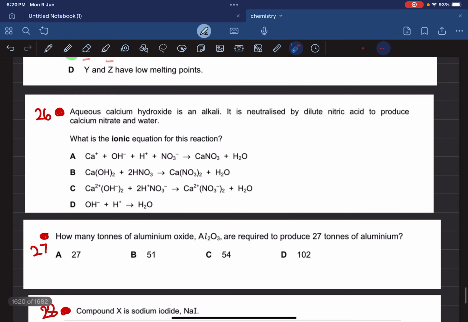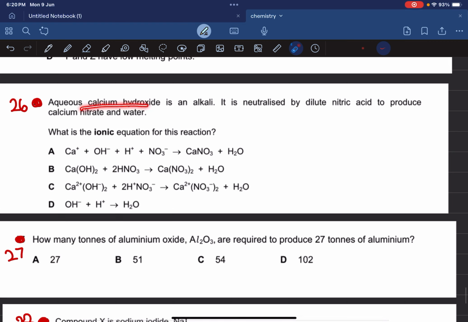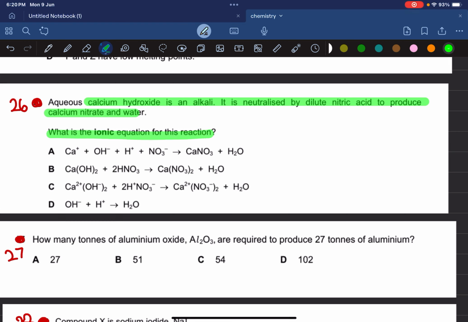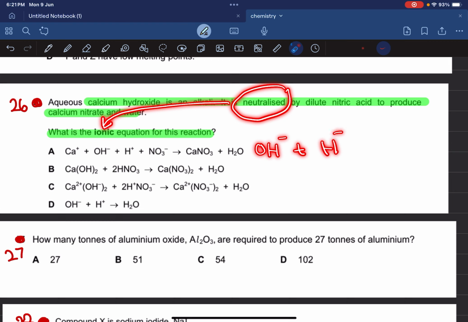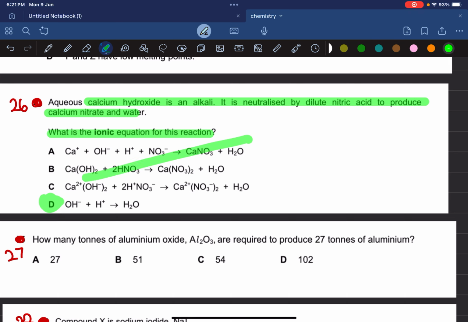Question 26. Aqueous calcium hydroxide is an alkali neutralized by dilute nitric acid to produce calcium nitrate and water. This is a very good question. What is the ionic equation for the reaction? Many of you might be thinking that now we have to write calcium hydroxide and neutralize it. Just think about one thing: that's a neutralization reaction, and the ionic equation for a neutralization reaction is just OH negative plus H plus forming H2O. So that's simple, that's easy, it's going to be option D. You just don't have to look at all this because they're asking for an ionic equation.